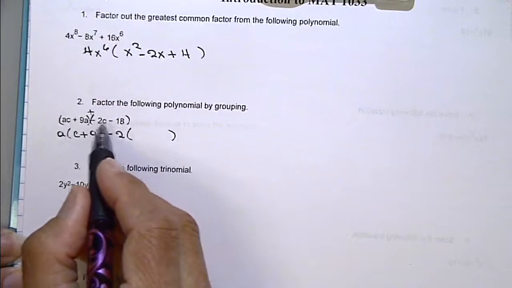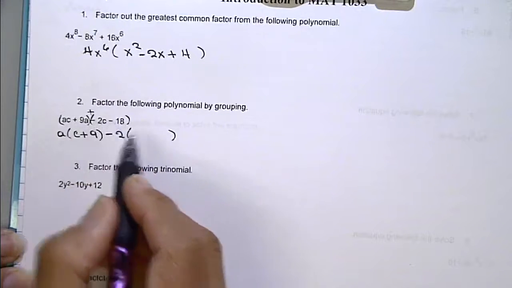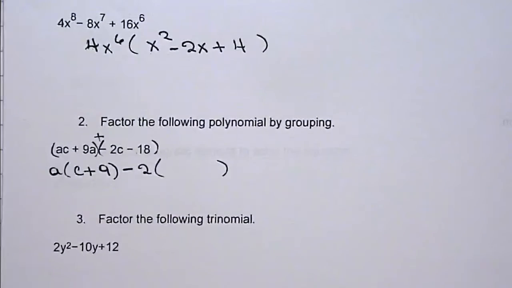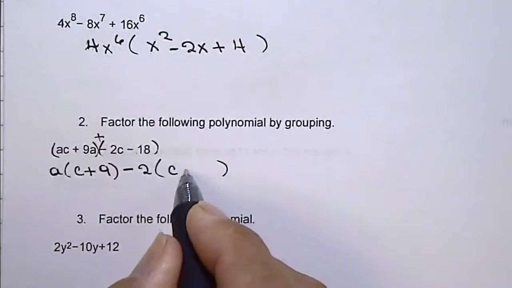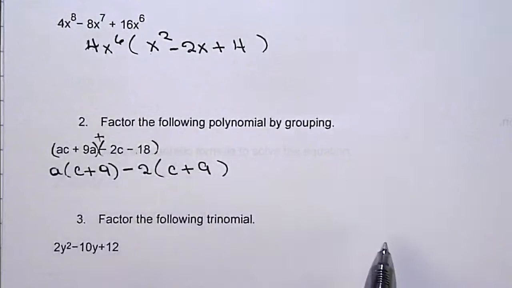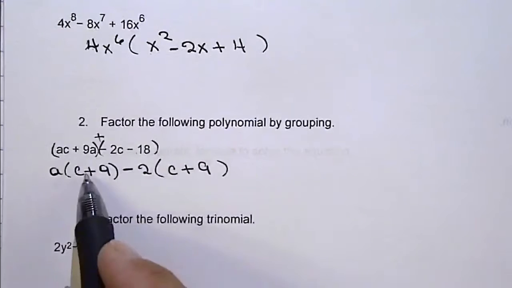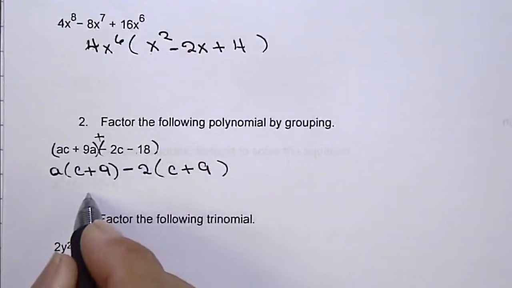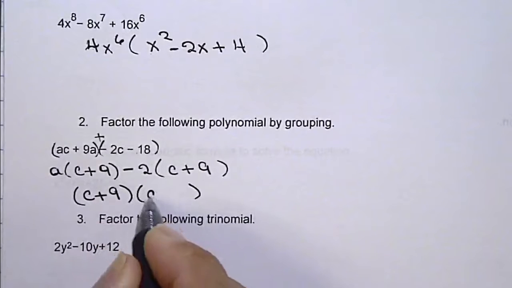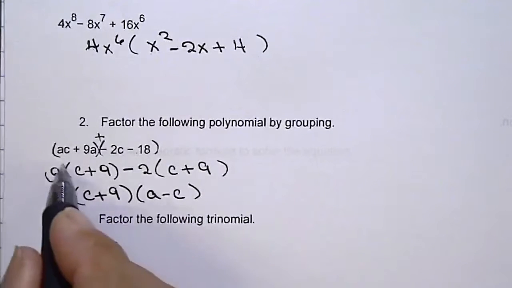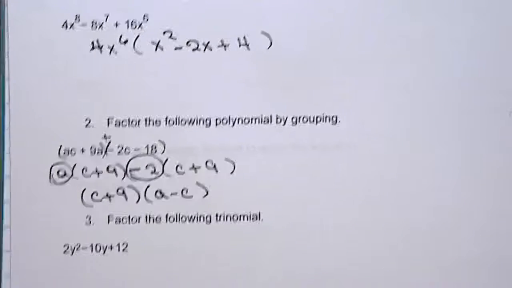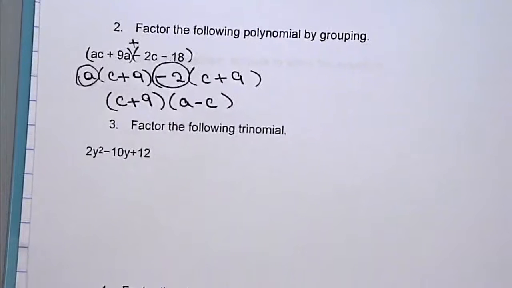Both of these terms were negative, but when I factor out a negative, it changes the sign. They both become positive. So I will have a positive C and a positive 9, which matches. Hint, hint, when you're doing grouping, you look for that to happen. So I've got that common C plus 9, and the second binomial is everything else, A minus 2. And that's factoring by grouping.